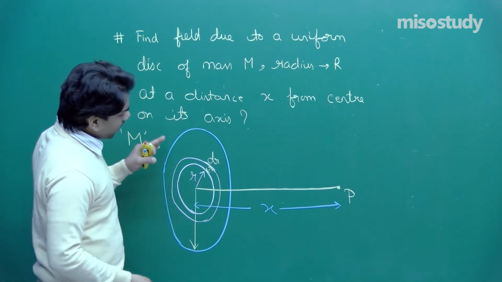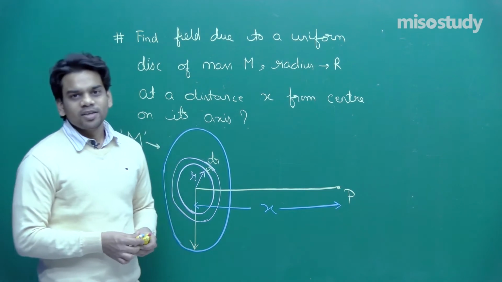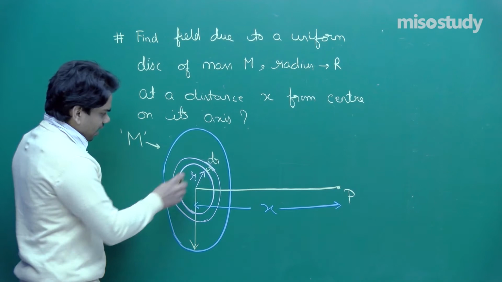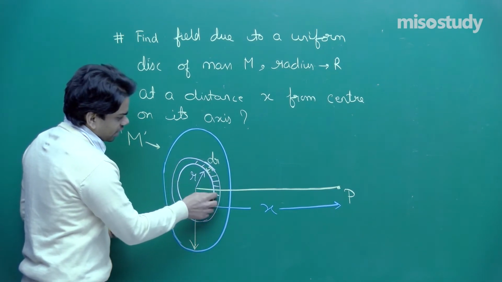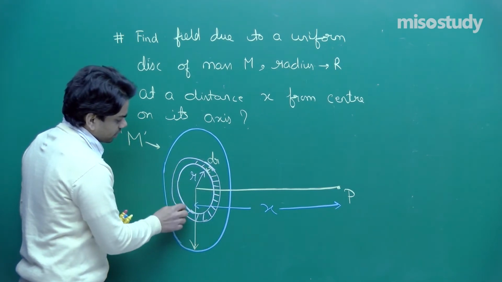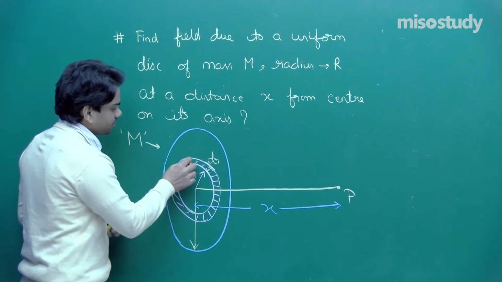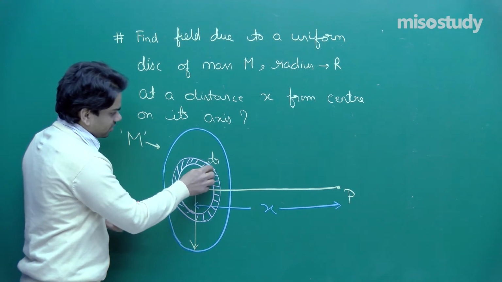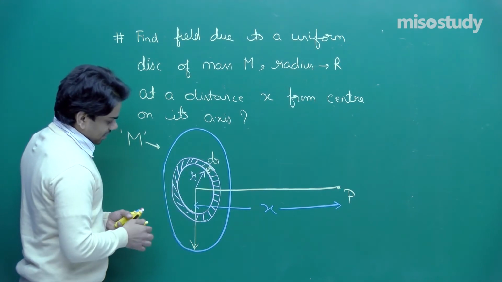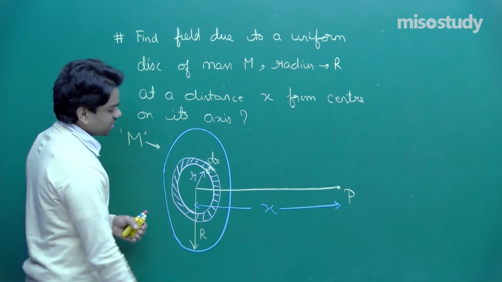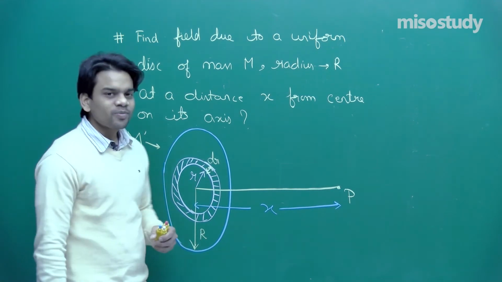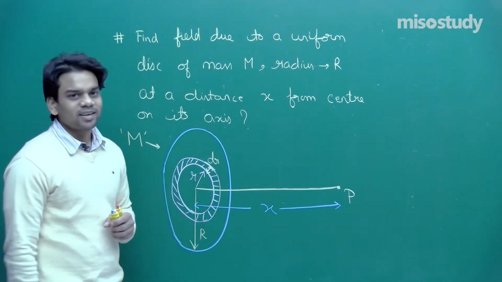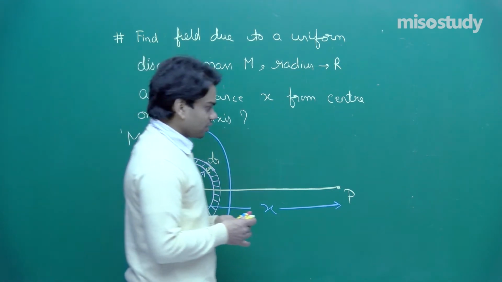Now we are required to find the field strength at this point P. First of all, can we give the value of field strength due to this ring? Let me show the entire solid ring with a shaded portion. This width is dr, its radius is r, and the entire radius of the disk is capital R. First of all, we should know the mass of this elemental ring, and then we can write down the field strength due to the elemental ring.